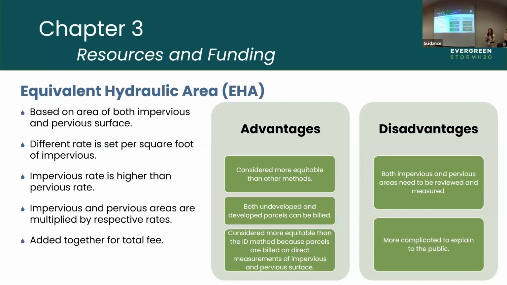So advantages, this is considered more equitable than the other methods because you are looking at both impervious and pervious surface, and even more than the previous method we just talked about because you are billing at an exact rate, not an interval. However, the disadvantage is that this is definitely the most time-consuming and costly to calculate because you are splitting out impervious and pervious surface for every single parcel in your jurisdiction. And then, similar to the last one, you're introducing that pervious concept, so it can be a little bit more complicated to explain.